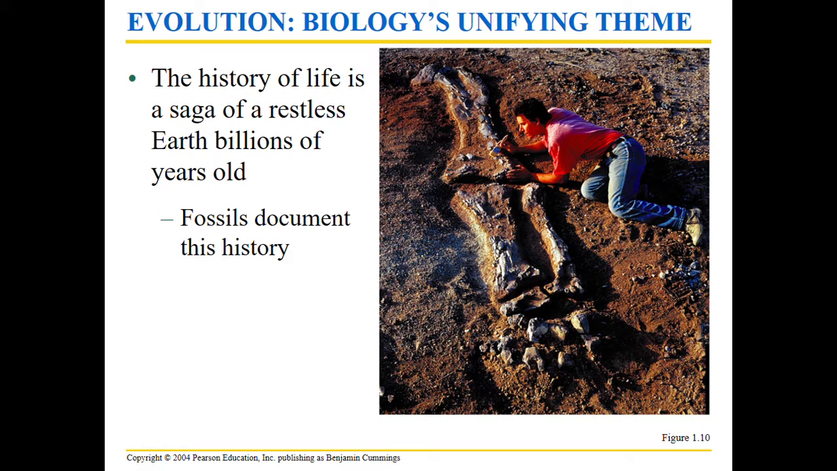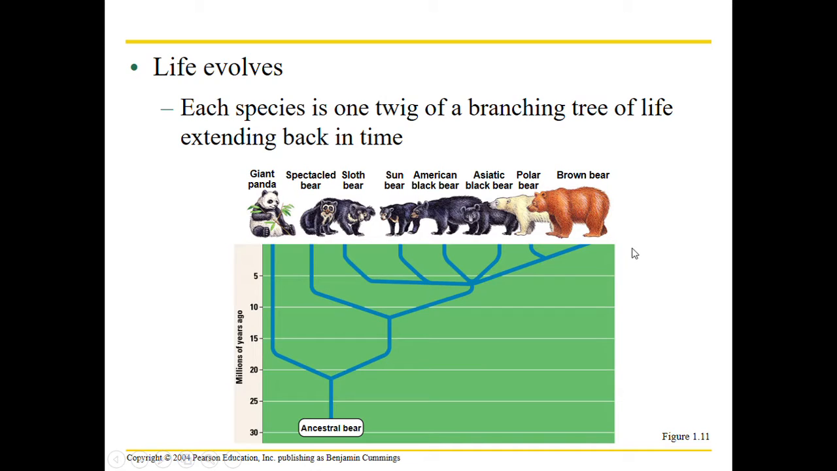So the history of life is billions of years old. Fossils document this history. I really like talking about fossils because they do provide us with a lot of history, from dinosaurs to trilobites and all kinds of other different fossils we've discovered over the years. And here's just a little phylogenetic tree that shows you what we mean when we talk about evolution. Here we have some bears. They all came from an ancestral bear 30 million years ago.